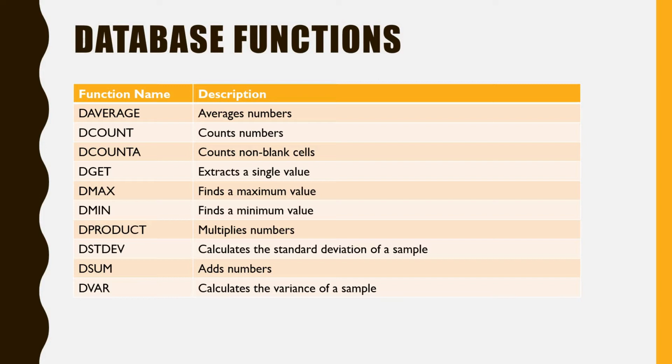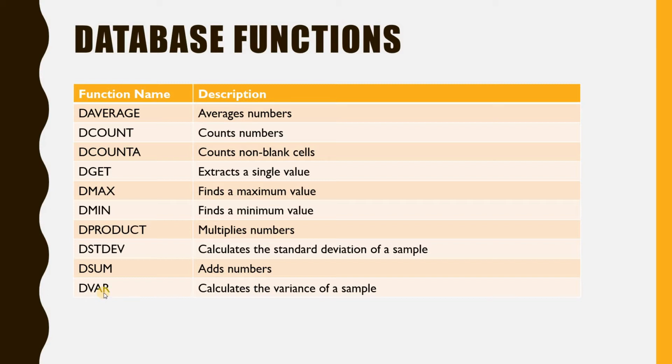The available functions are as follows. DAVERAGE averages numbers, DCOUNT counts numbers, DCOUNTA counts any non-blank cells, DGET extracts a single value, DMAX finds a maximum value, DMIN finds a minimum value, DPRODUCT multiplies numbers, DSTDEV calculates the standard deviation of a sample, DSUM adds numbers, and DVAR calculates the variance of a sample.